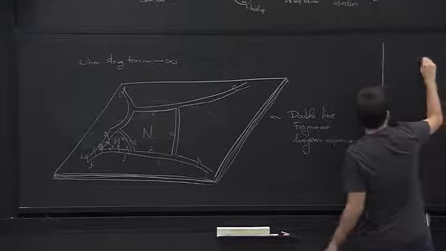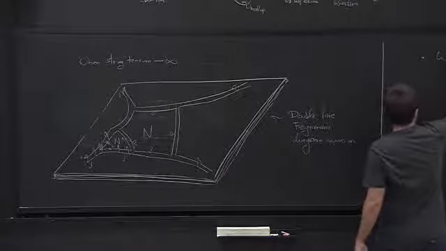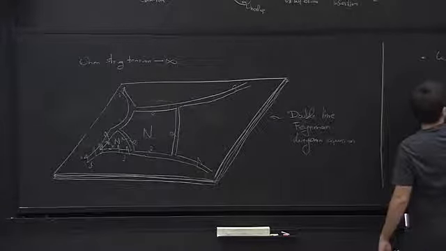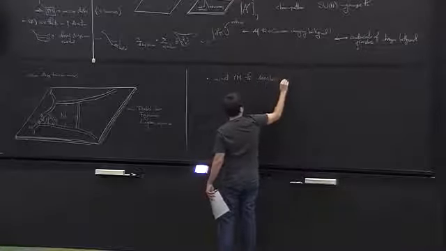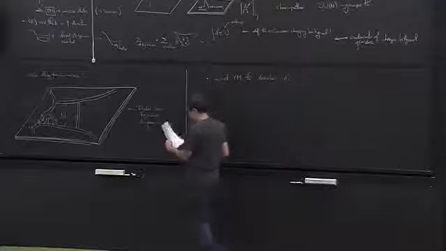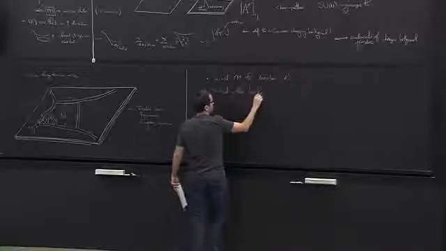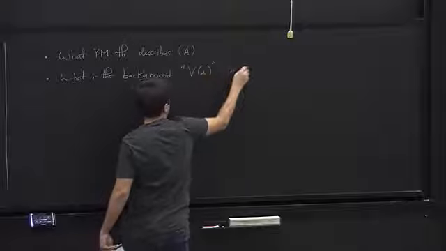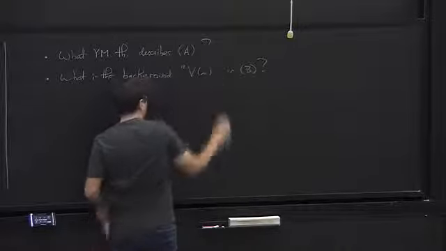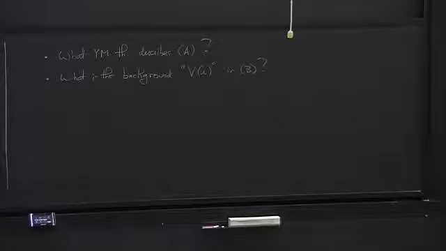Okay, but let's see. So the questions we would like to ask now is, what Yang-Mills theory describes this point of view A? This is one question. Another question is, what is the background, the analog of this V of R, in the point of view B?